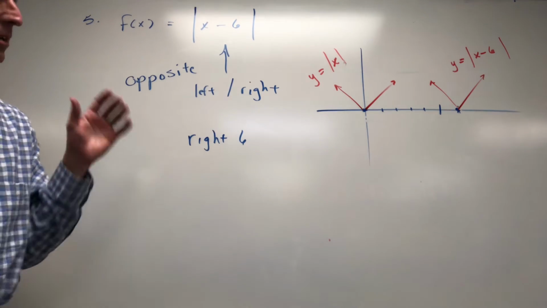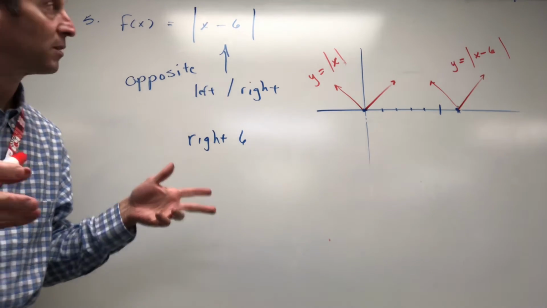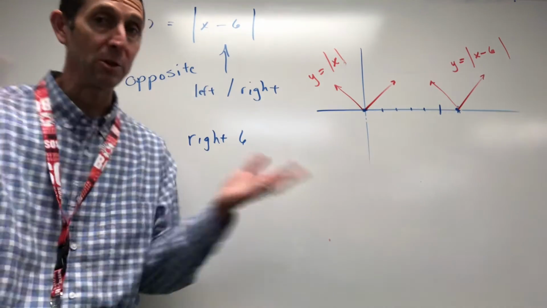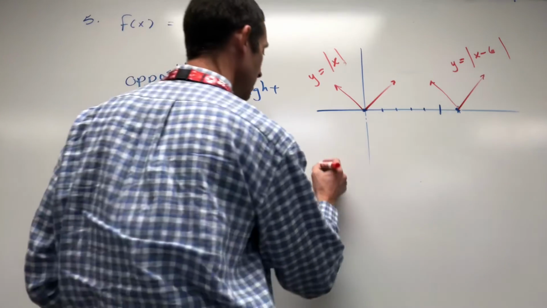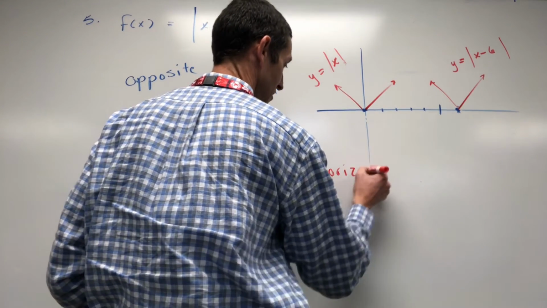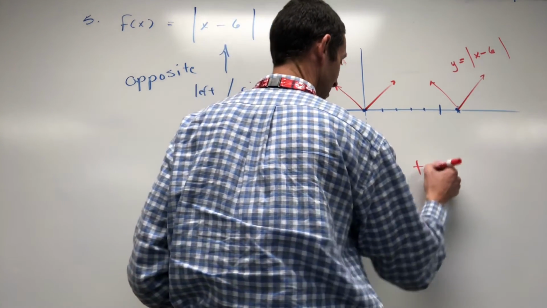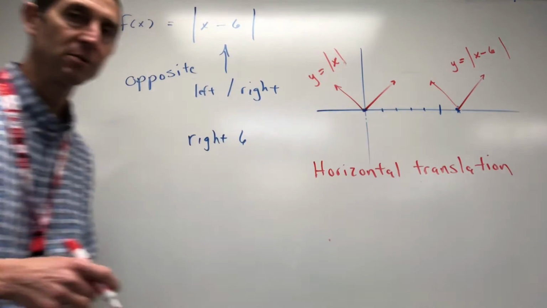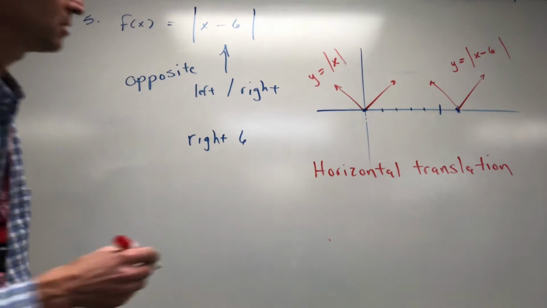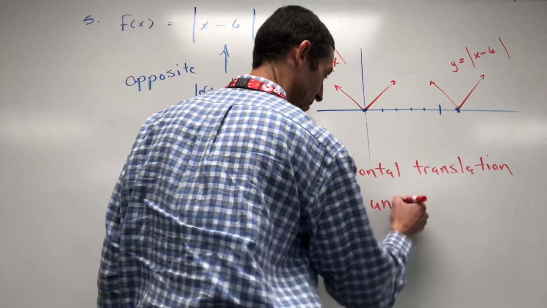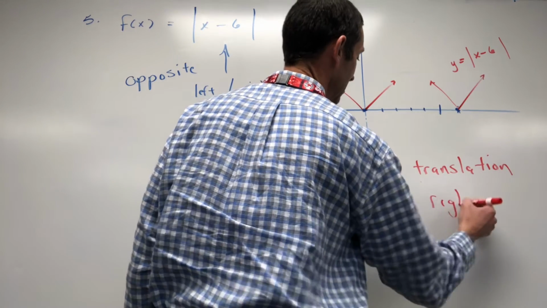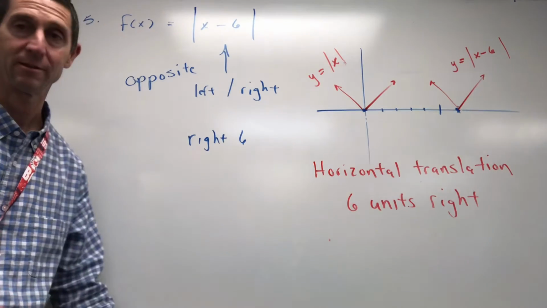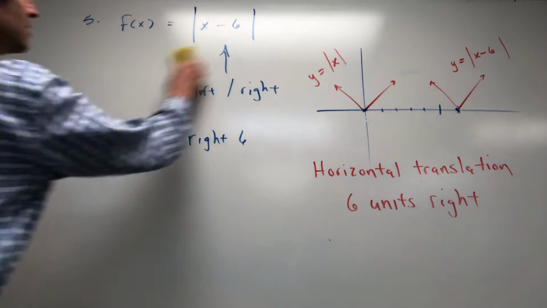Okay. After you get your parent graph, after you get the function that they want you to, you label them both, and then you just say, hey, is this up, down? Is it left, right? Which way are we going? Ooh, this one's horizontal. So we have a horizontal translation. How many units? 6. 6 units to the right. And that's what you need to do for each one of your questions.